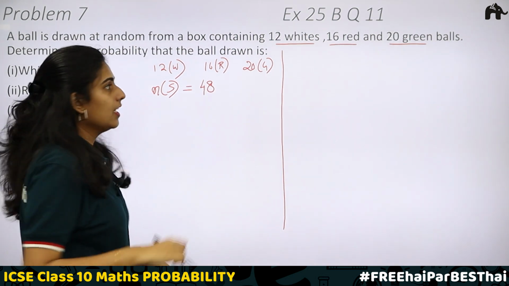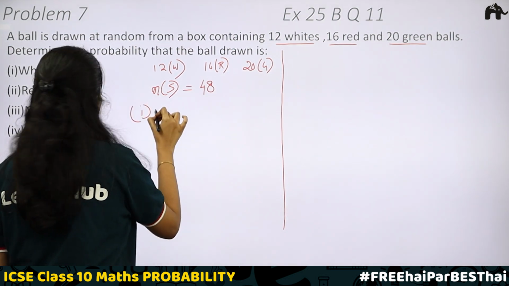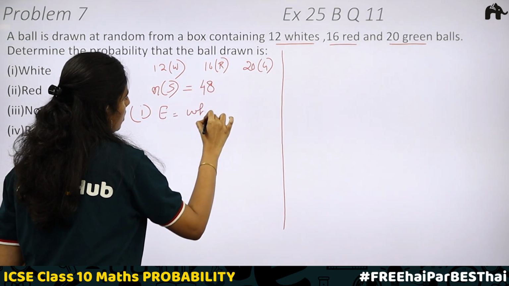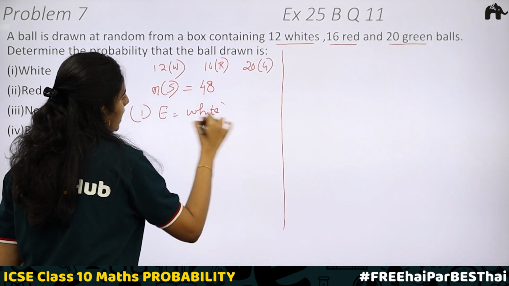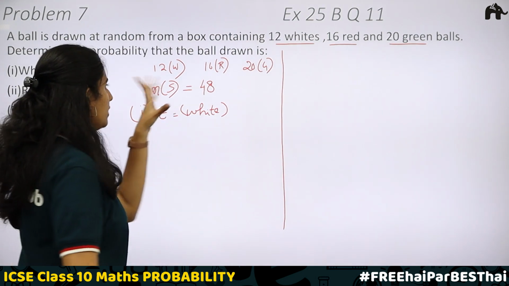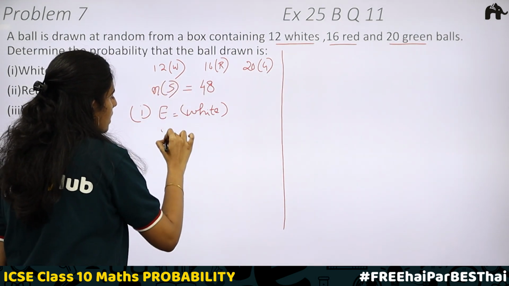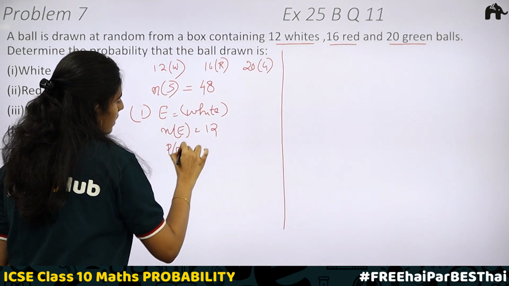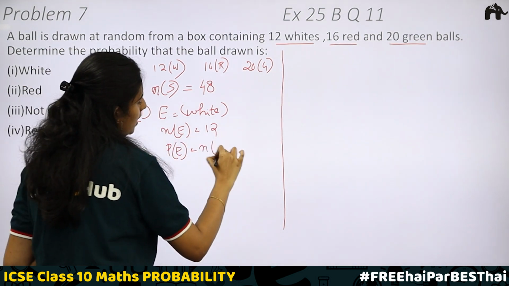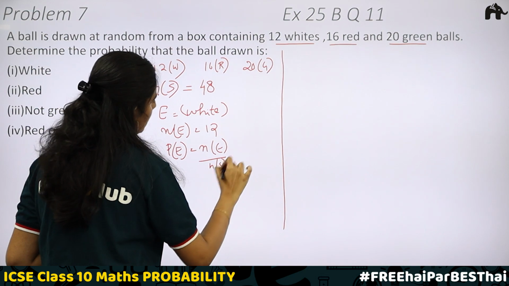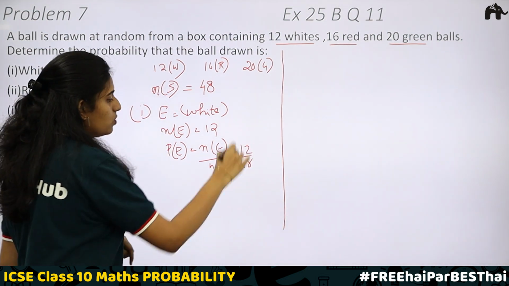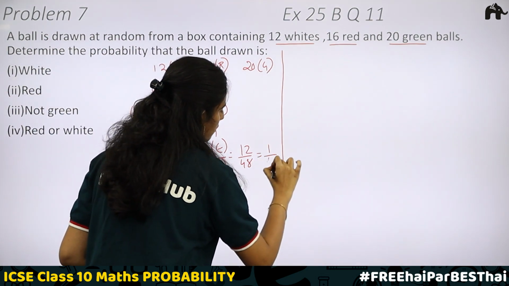Okay. The first one, it should be a white ball. Event is the ball chosen being a white ball. How many white balls do we have? We have 12 white balls. N of E will be equal to 12. Then the probability of the event will be N of E by N of S equal to 12 by 48. 4 into 12 is 48, therefore 1 by 4.